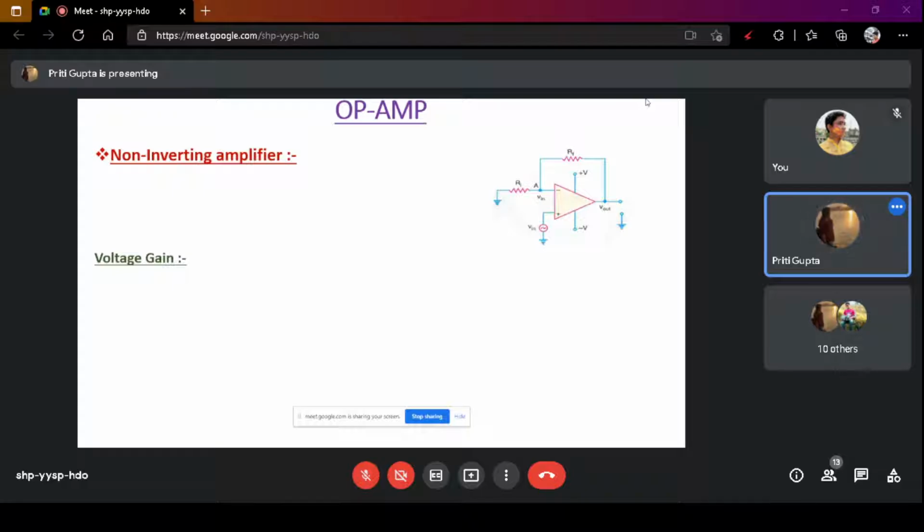Now, in the V output part, the ground is not connected. If it's grounded, then we cannot take the signal, right? So write down: in this case, the op-amp is connected as a non-inverting amplifier as shown in the figure.